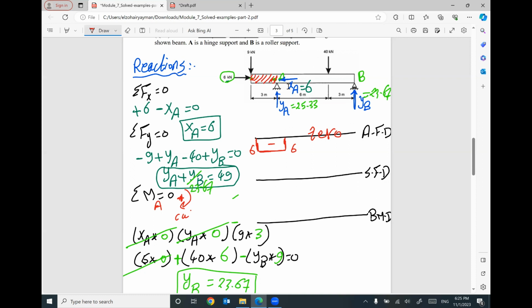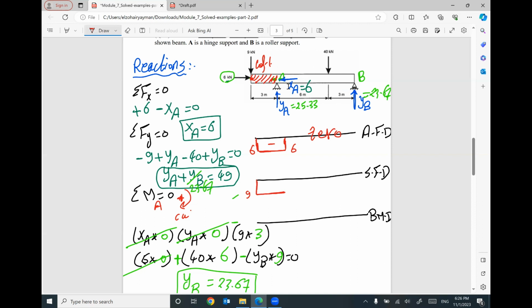For the shear force diagram, I will start from my left. At this left, it looks like I have a force going down 9. So I'm going to go down 9. And then I will move forward until I find YA. YA going down 25.33. So I will go down 25.33. But keep in your mind, you are down at 9.